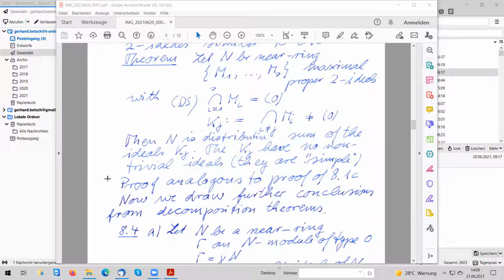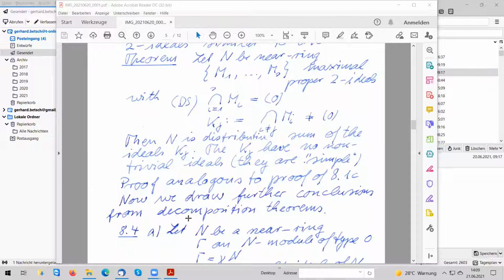So what we did: in the not so good old days, one had to prove decomposition theorems under the assumption that there is no non-trivial nilpotent ideal and things like that. And to get rid of all this rubbish, we introduced radicals, and the radicals put away these unpleasant substructures.